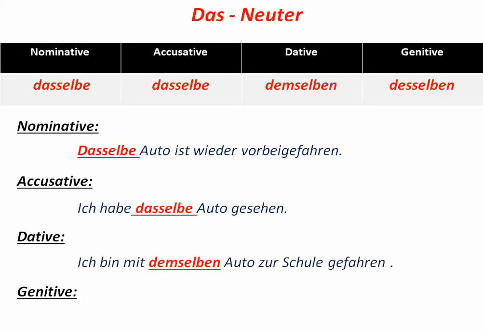Ich bin mit demselben Auto zur Schule gefahren. I have gone to school, or driven to school, with the exact same car. And then, das ist das Spielzeug desselben Kindes. That's the toy of the exact same child.